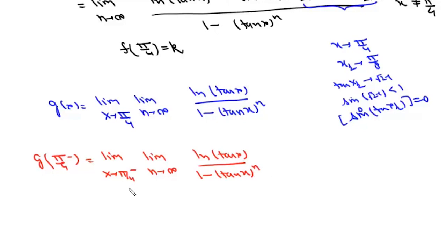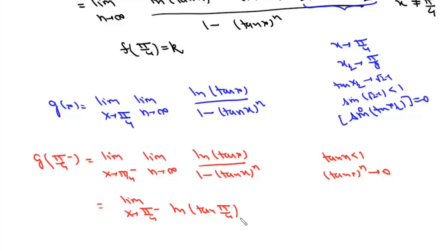Now when x is less than pi by 4, then tan x is less than 1. And if tan x is less than 1, then (tan x) to the power n will be 0 as n approaches infinity. So it will be this limit x tends to pi by 4 negative, and this is log tan(pi/4), which is log 1, that is 0. So left hand limit at pi by 4, it is 0.